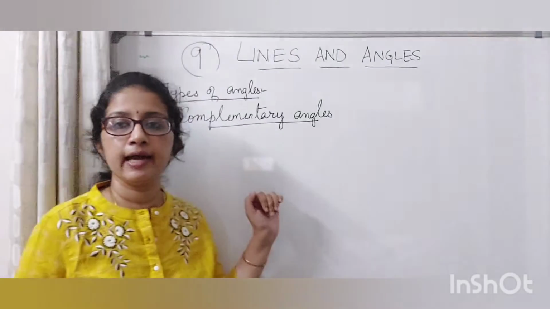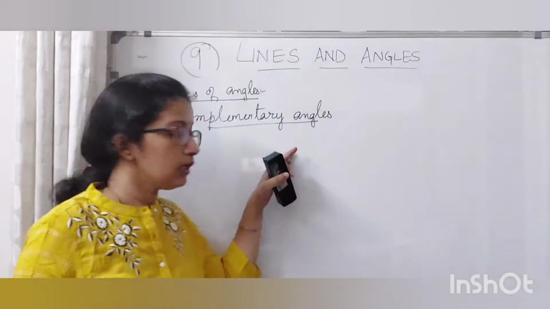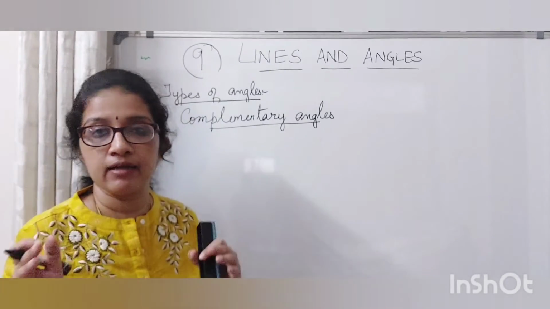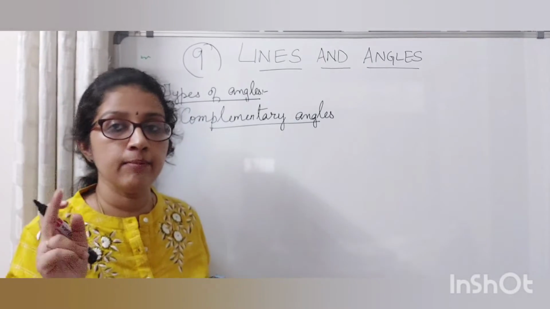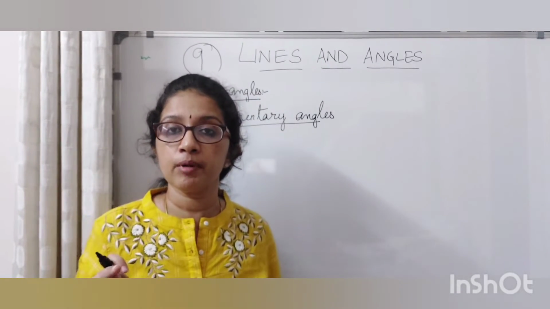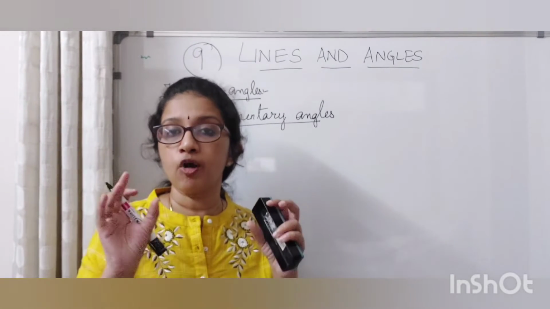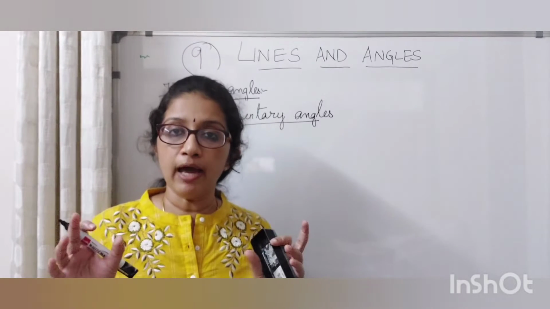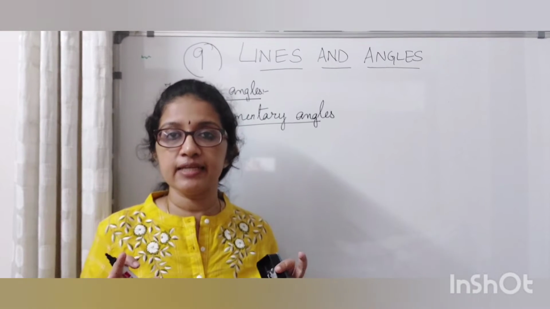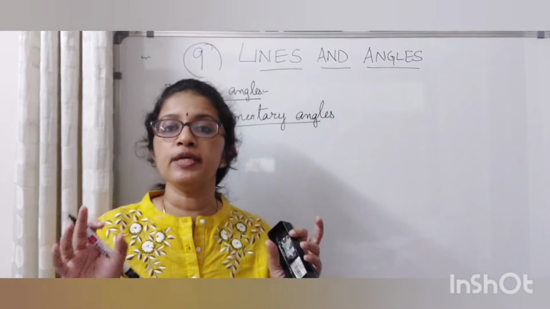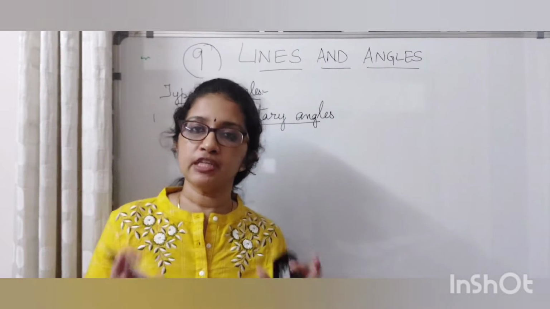Next is complementary angles. Till now we were talking about only one angle. From here onwards we will be talking about a pair of angles. So what do you mean by complementary angle? When you hear the name complementary, the first thing you should remember is 90 degrees. When the sum of two angles is equivalent to 90 degrees, the angles are said to be complementary angles, or they are said to be complement of each other.